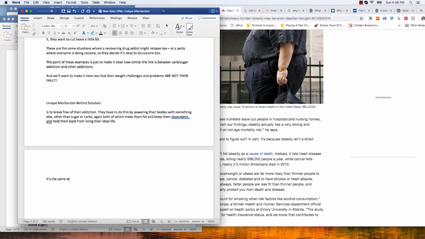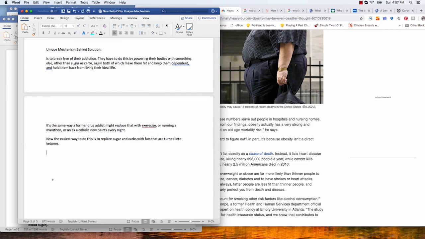Actually, I'm going to put it's the same way a former drug addict might replace that with exercise or running a marathon, or an ex-alcoholic now paints every night, whatever. Again, keep the addiction thread going. Anyway, they have to do this by powering their bodies with something else. Now, the easiest way to do this is to replace sugar and carbs with fats that are turned into ketones.